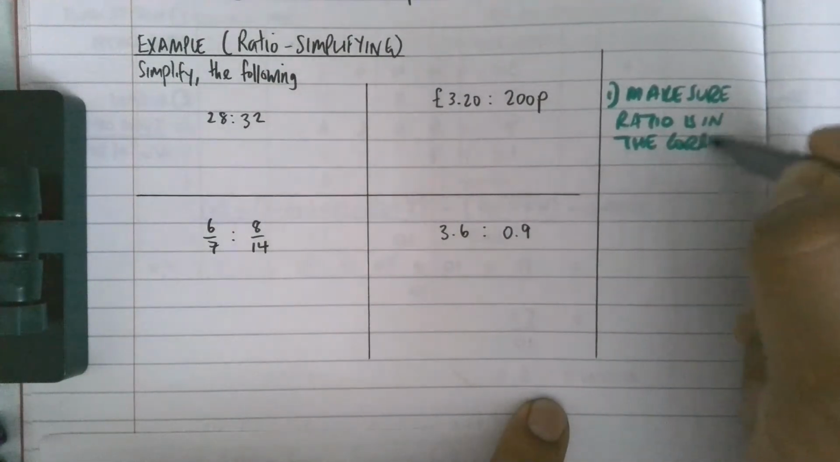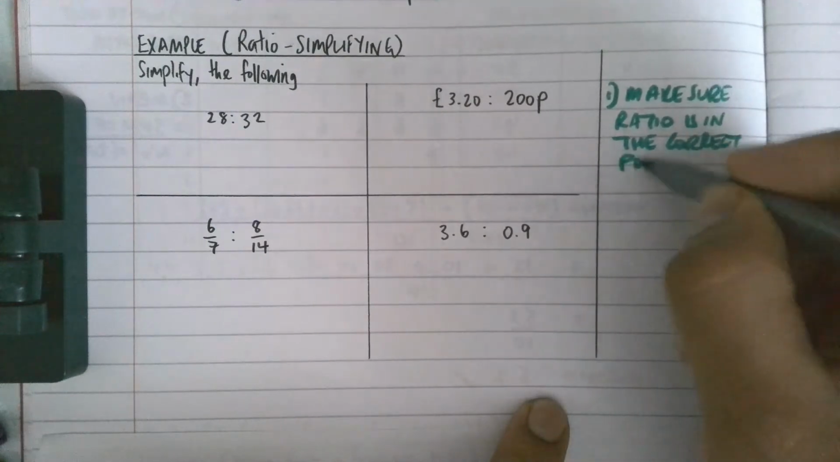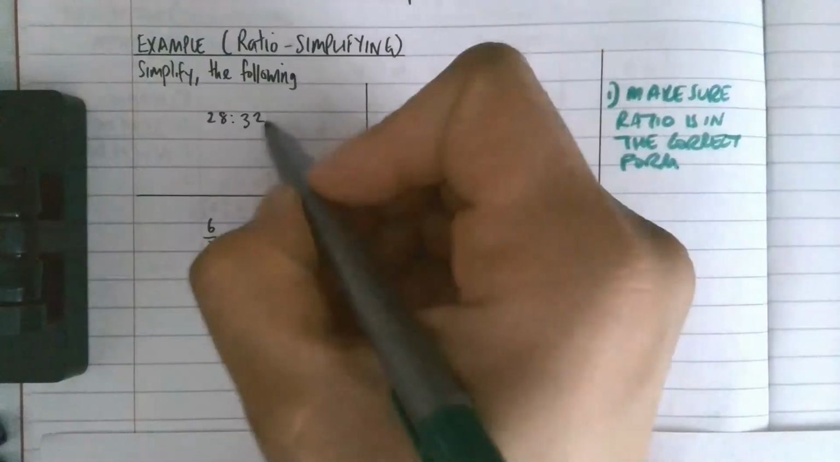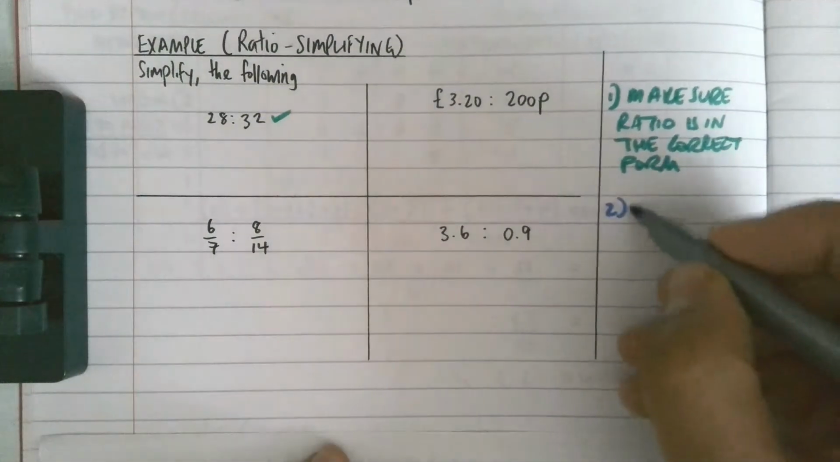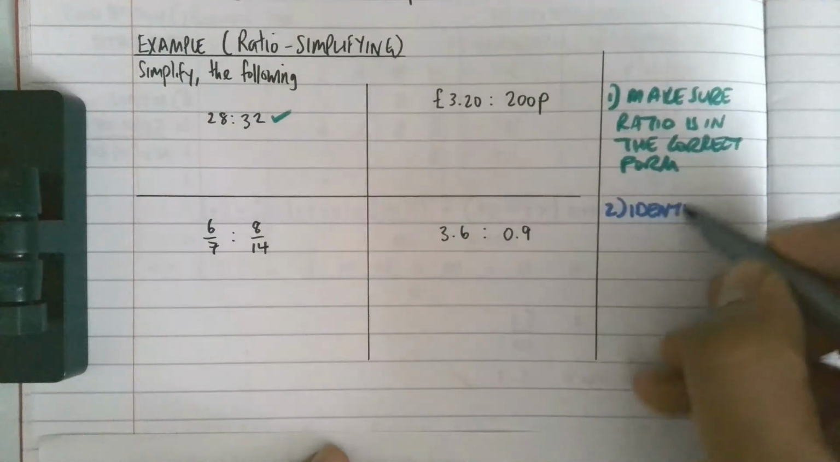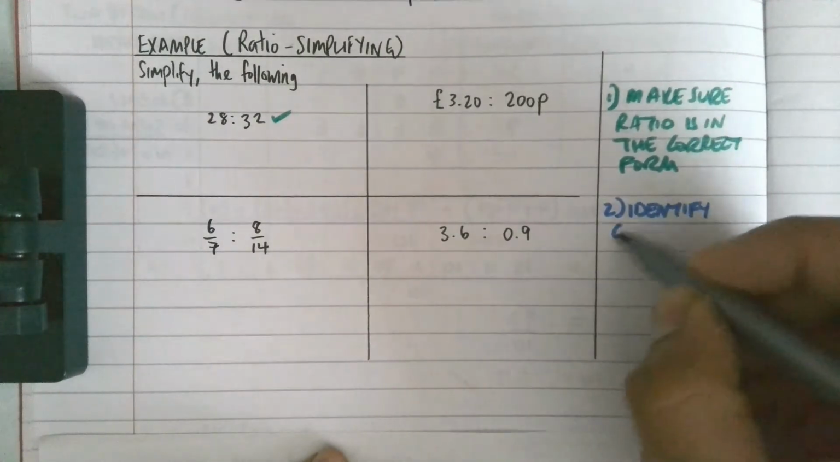So we've got 28 to 32, which is the most basic type of ratio. It is in the right form. Right? They're both in the same units, they're both of the same type. So all we need to do is identify a common factor and then simplify.